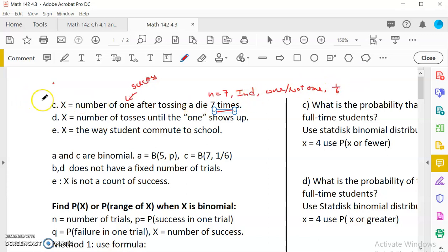So this can be binomial. D, X is the number of tosses until 1 shows up. So I'm counting until I get 1, but I have no n, right? No fixed n. I don't know when I'm going to stop.